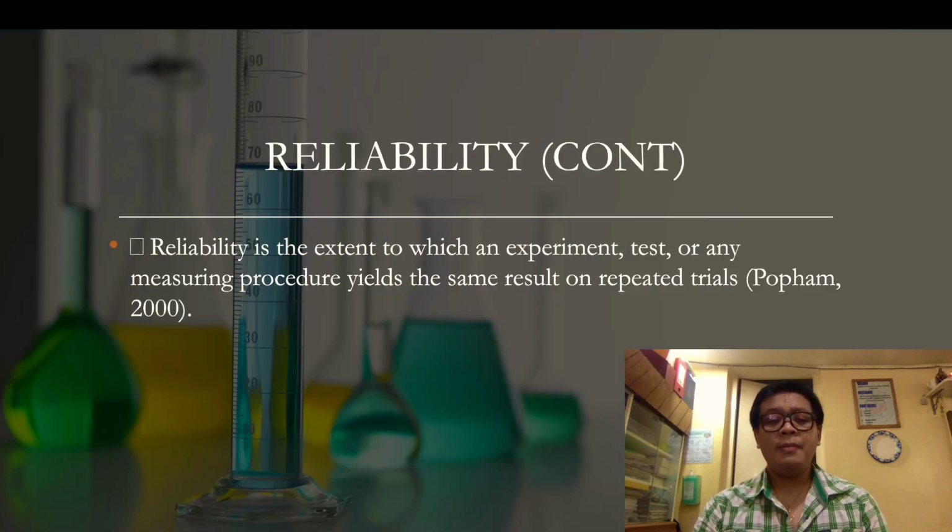And according to Popham of 2000, reliability is the extent to which an experiment, test, or any measuring procedure yields the same result on repeated trials. So we have to do testing and experimenting just to make sure these are reliable. Because the more that we use it, if it is not being validated or doesn't have any reliability, the tendency is we are starting from scratch, and if we start from scratch, we need to have it validated in order for it to be reliable.